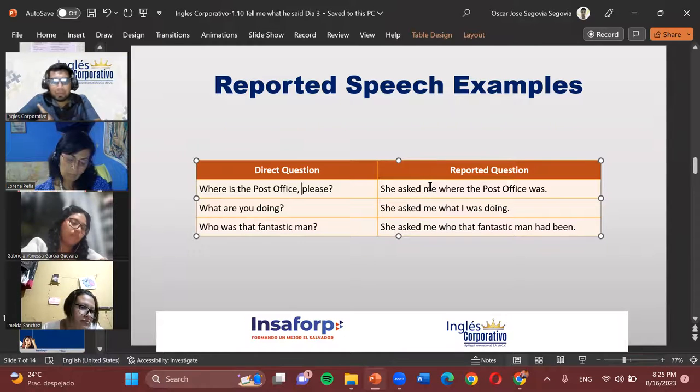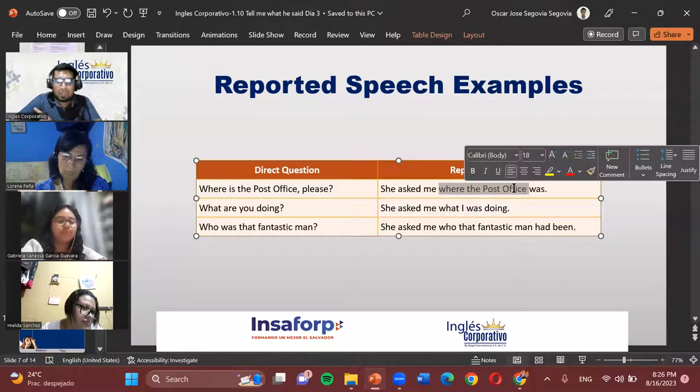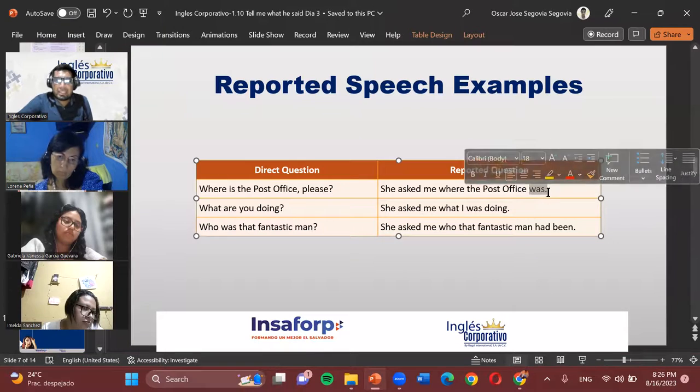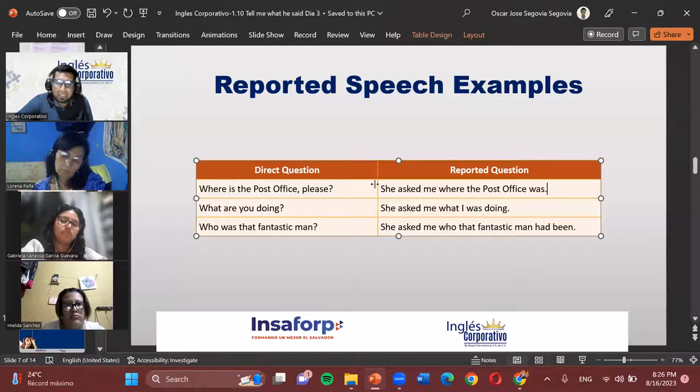So, in terms of reporting, how are we going to report it then? We're going to have to say something like, she asked me where the post office was. So the only thing is that we are going to state something very similar to the question. However, we're going to place the verb at the end. The verb where everything changes is going to be added as a comment at the end in this case, okay? So where is the post office? We're going to change it to she asked me where the post office was.